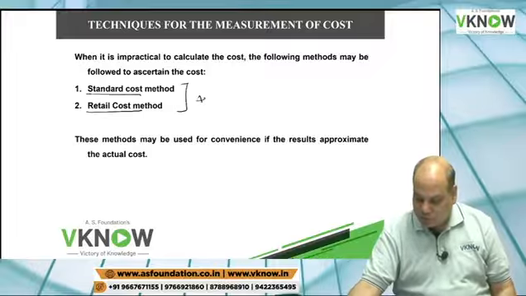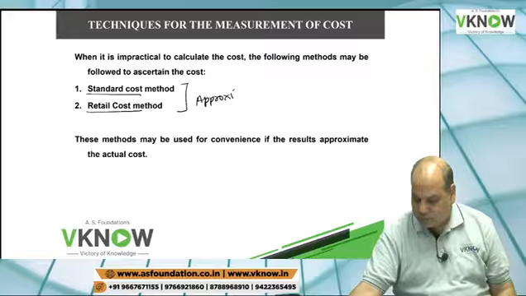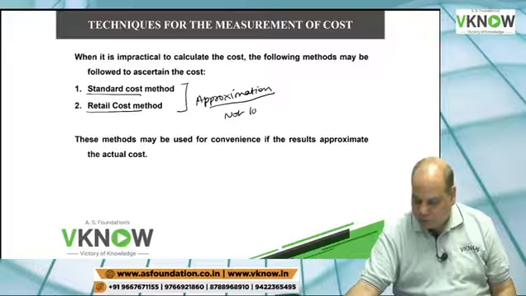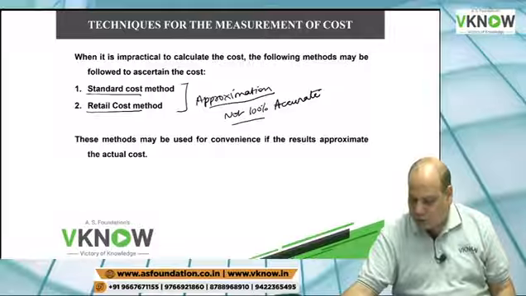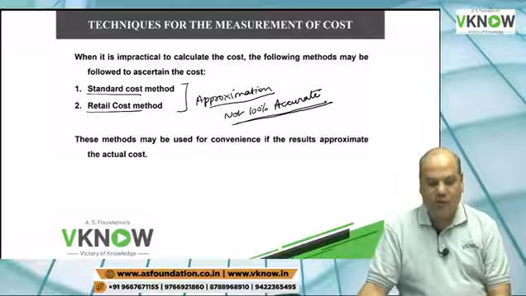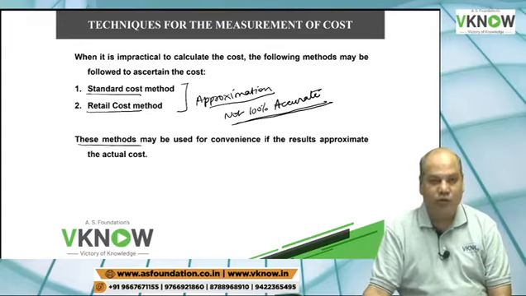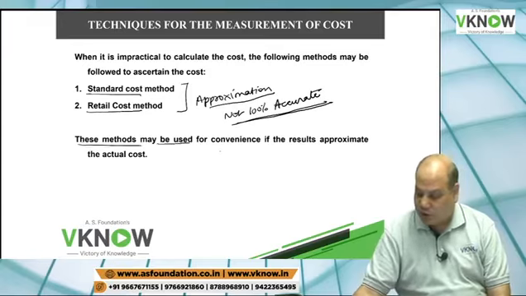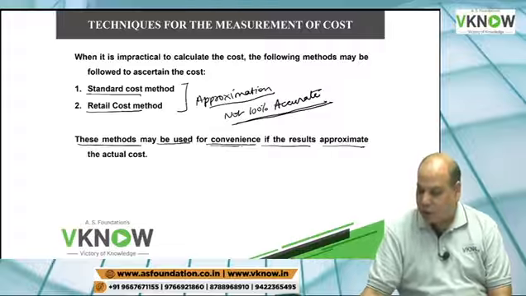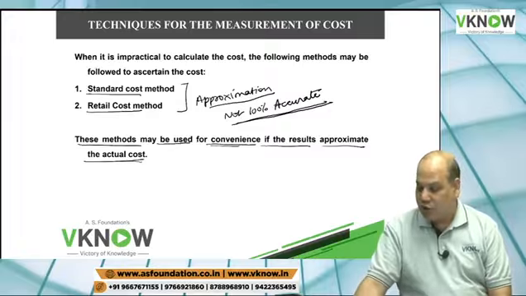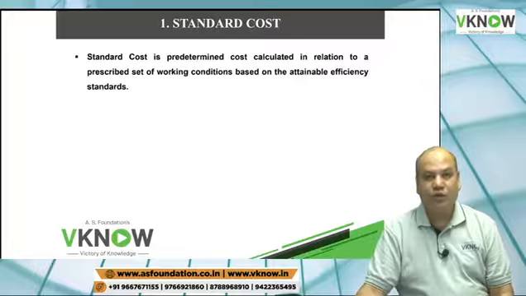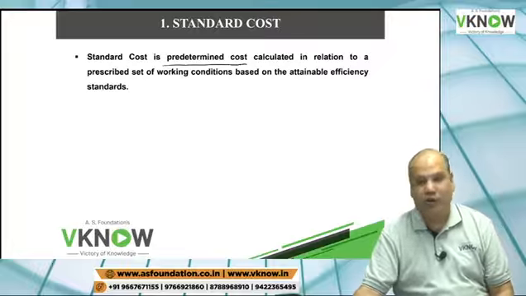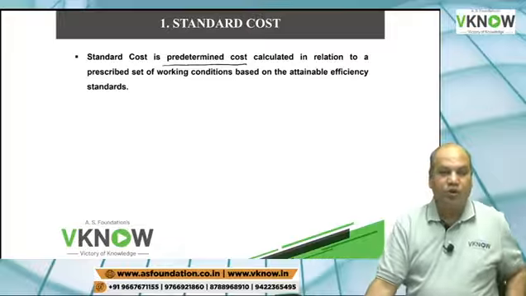These are based on approximation, not 100% accurate. So they should be avoided. But if you can't calculate the cost, then maybe they can be used. It's written in the standard also: this method may be used for convenience if the result approximates the actual cost. So these are not good methods, but can be used for approximation purpose. One is called standard cost. Standard cost means predetermined cost.